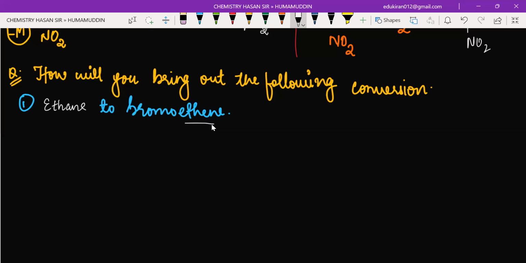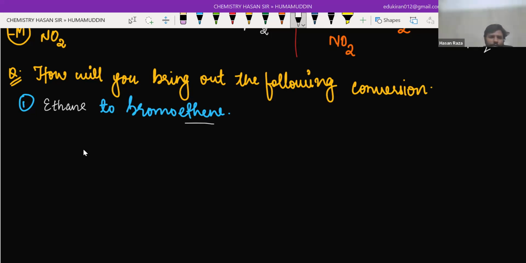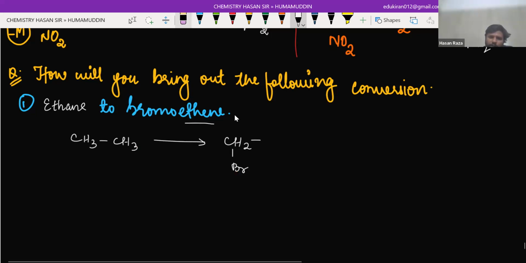If you want to prepare, ethane has the formula CH3CH3, and you want to prepare bromoethene, that means CHBr double bond CH2. This is what you want to prepare.